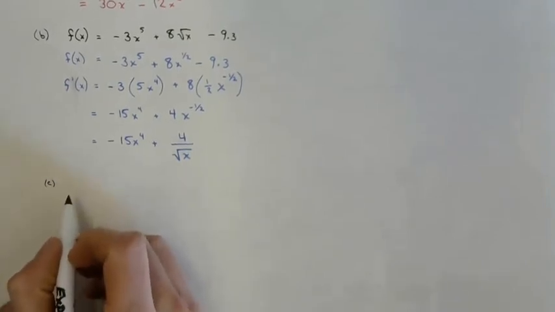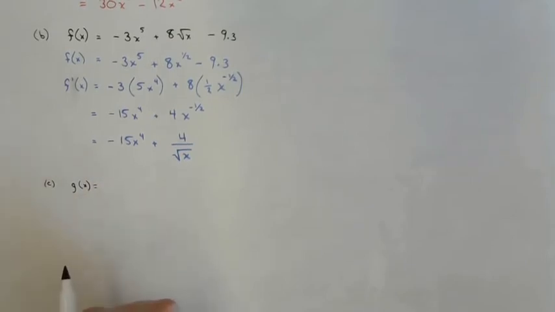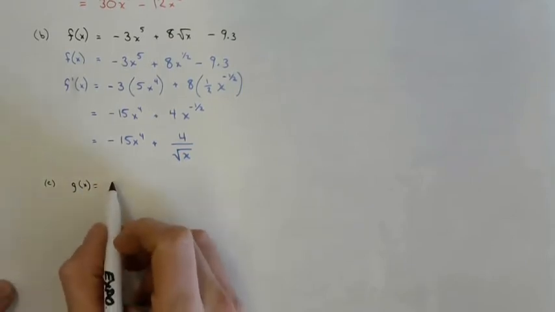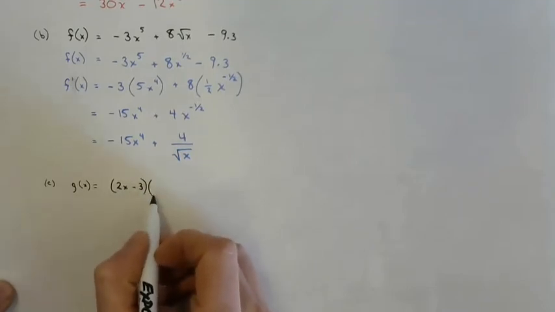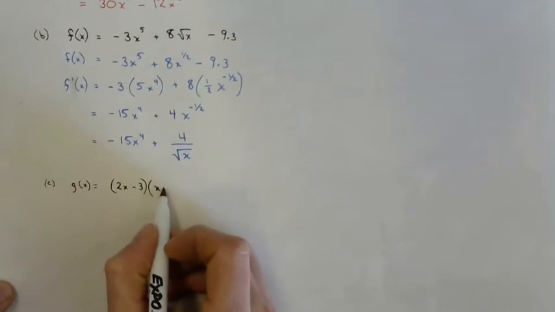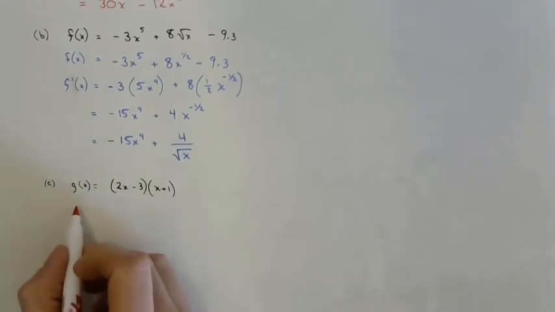C. g of x is equal to 2x minus 3 in brackets and times x plus 1. All right, to differentiate this, we first need to expand. Okay, there is no rule for doing the factors like this. You need to expand g of x first, okay?